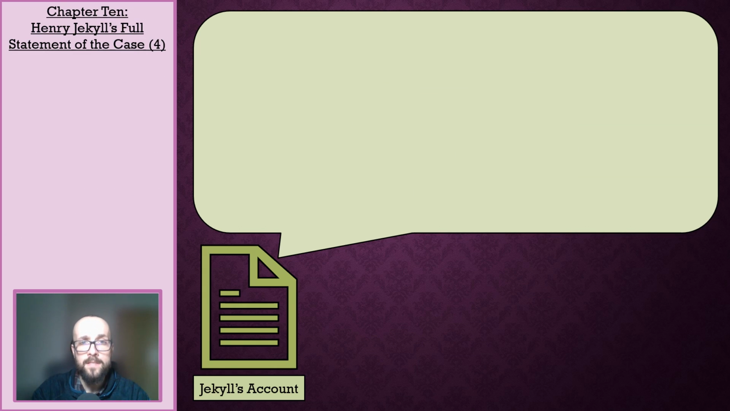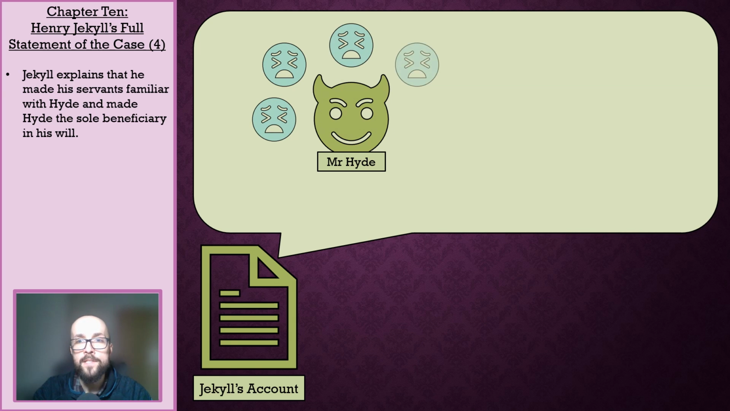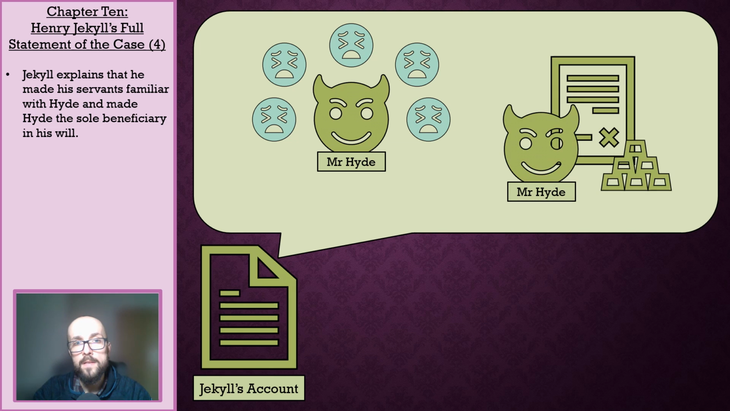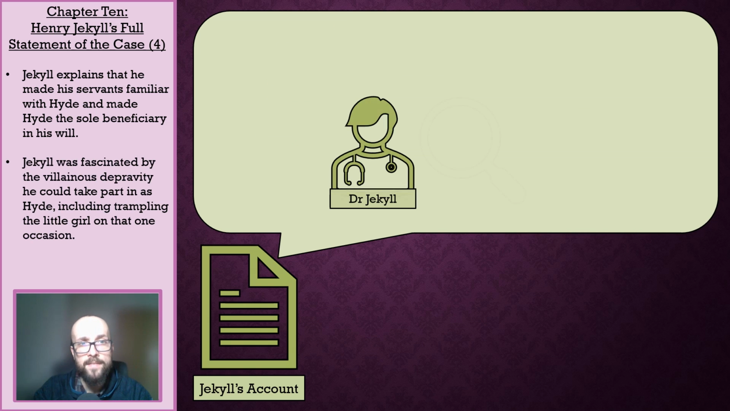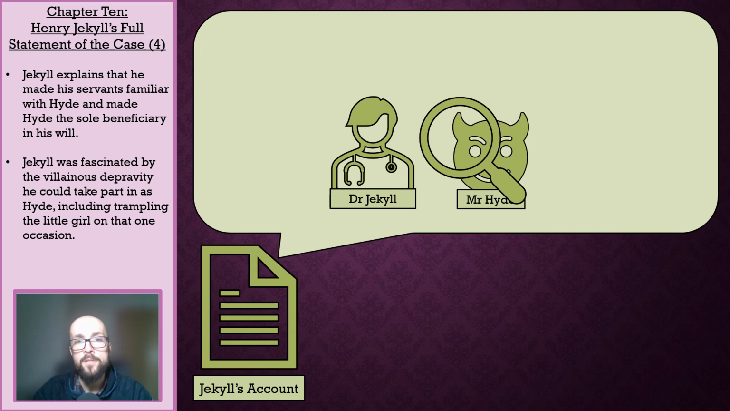As his narrative continues, Jekyll explains that he started using the Hyde persona so often that it made sense for him to make his servants familiar with Hyde so that they weren't confused by the new entity's presence at Jekyll's house. He also explains that he made Hyde the sole beneficiary of his will. Jekyll also explains that he was fascinated by the villainous depravity that the Hyde persona allowed him to take part in. Now that includes trampling on the little girl that we saw in the opening chapter of the novella.